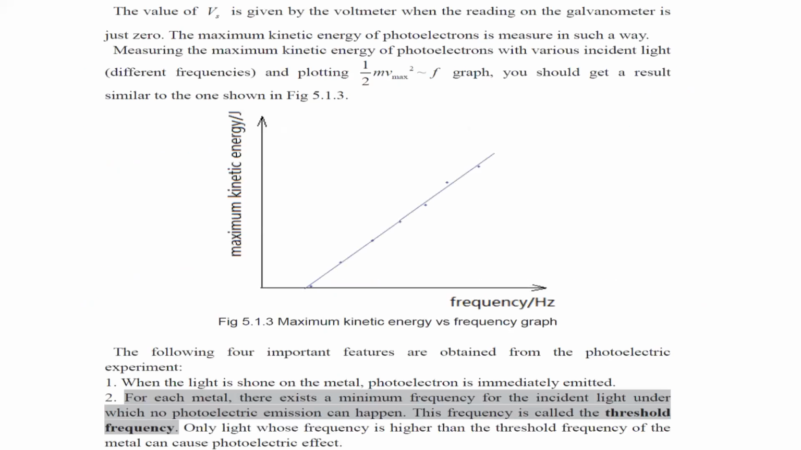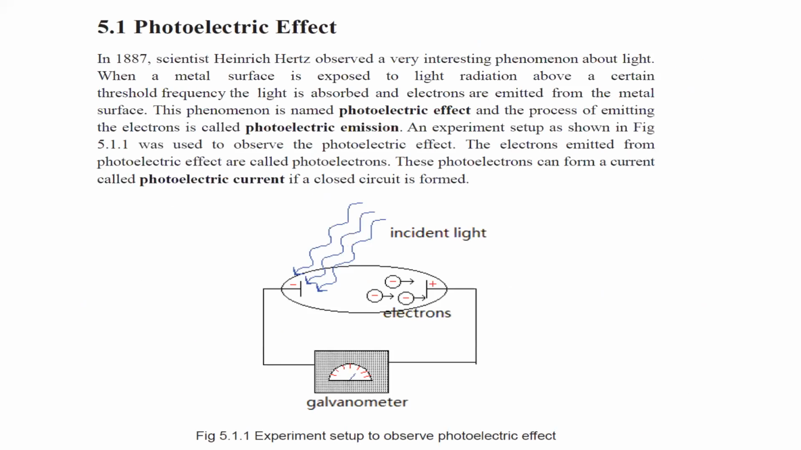Is the concept of the photoelectric effect clear, that when light with a certain frequency falls on a certain metal, it removes electrons from the metal, and we call that the photoelectric effect? Any doubt till this point?